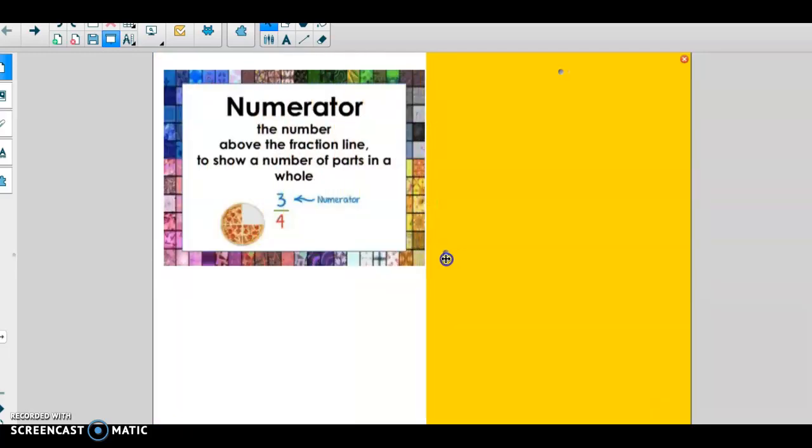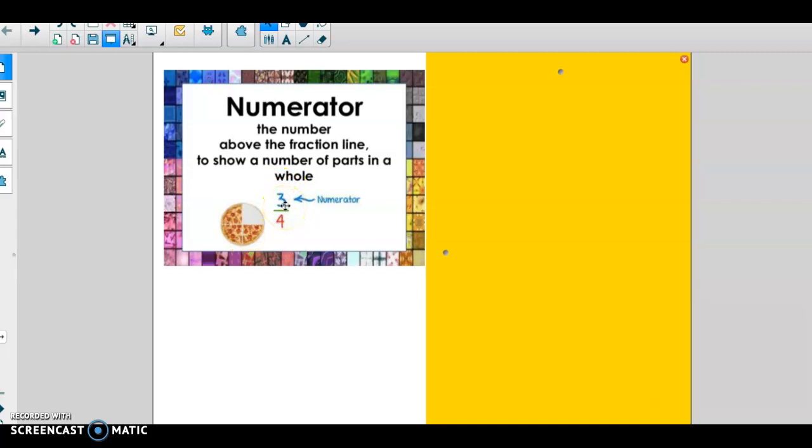The top part of a fraction is called the numerator. Can you say that tough word with me, second graders? Numerator. And the numerator is the number that comes above the fraction line. So this green part right here is called the fraction line, and the numerator is the number that is on top of that fraction line. And it shows the number of parts that we're thinking about in the whole.